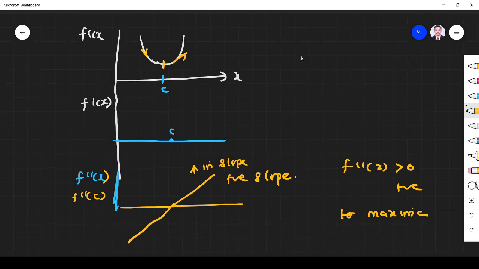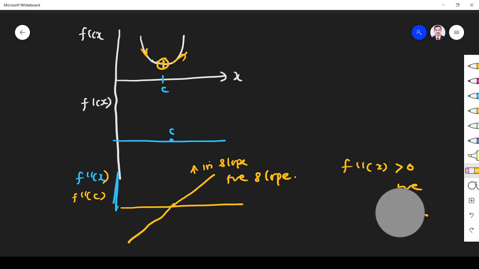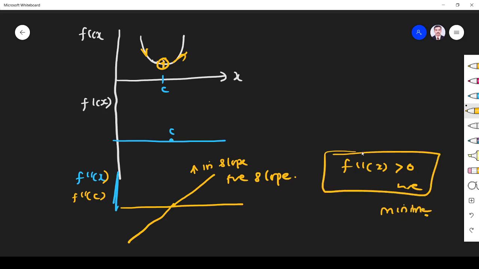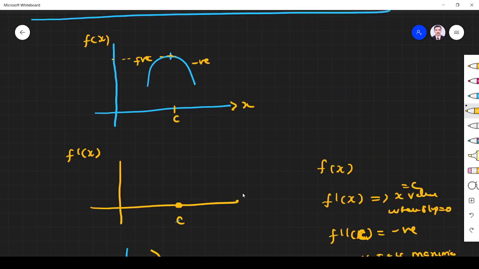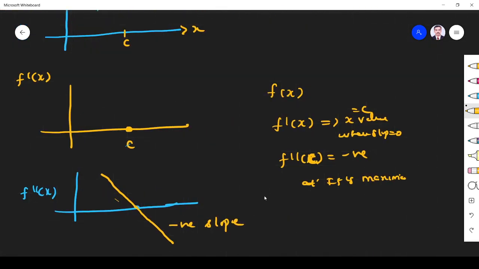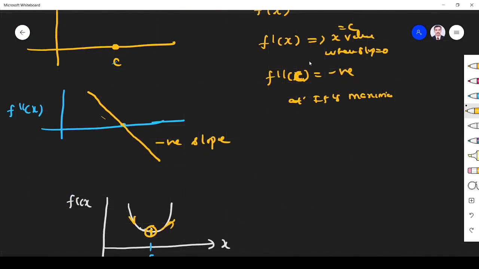Fine. So sorry, it is a minima. You see, it is a minima point. So minimum point means f double dash of x must be greater than 0. Maxima point means f double dash of x where x is equal to c is less than 0, or negative. Fine. So this is the way we can solve the problem, right?